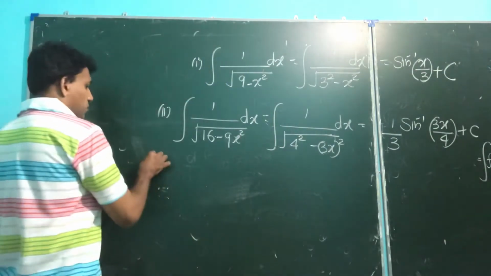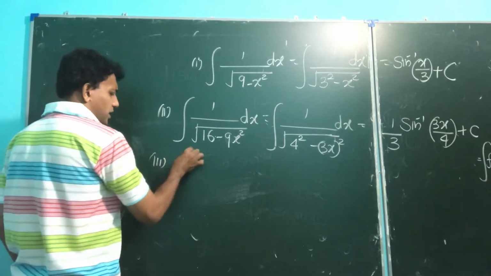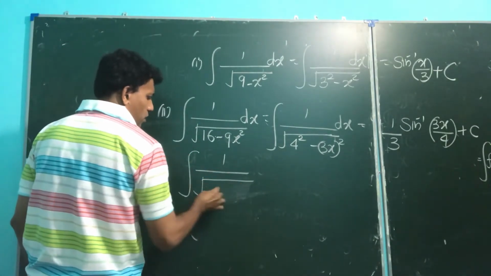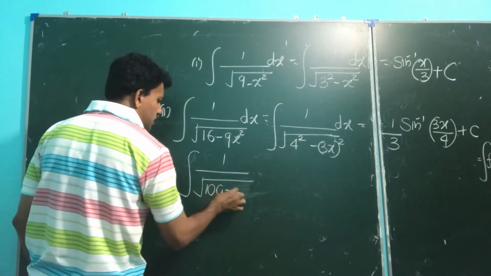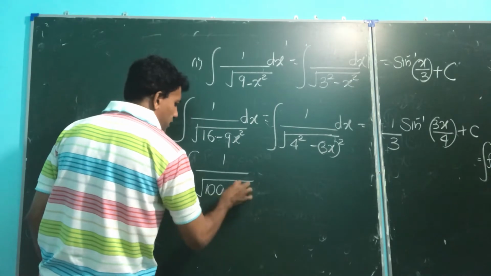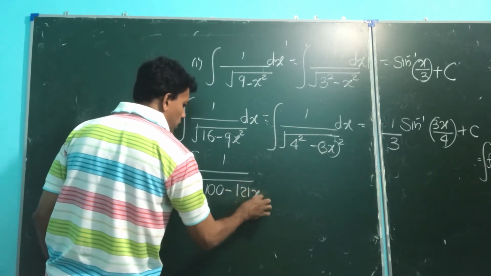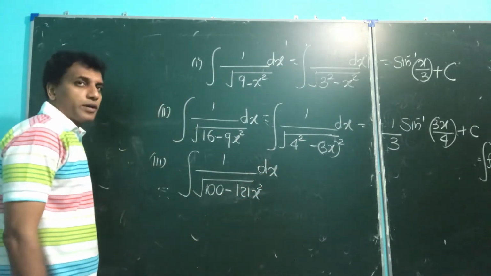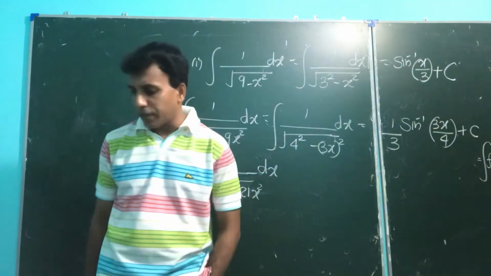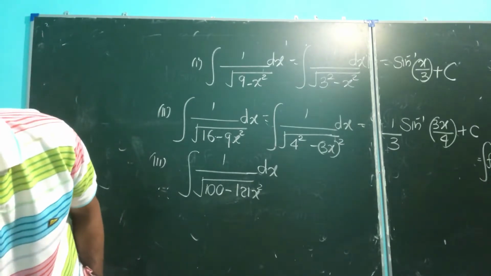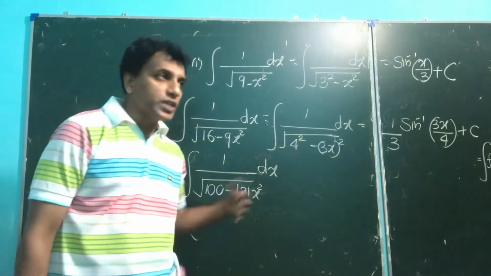So the question number 3, integral square root of 100 minus 121 x square dx. So this is a practice problem, they won't ask such a question, right? But without this, you can't go step by step.